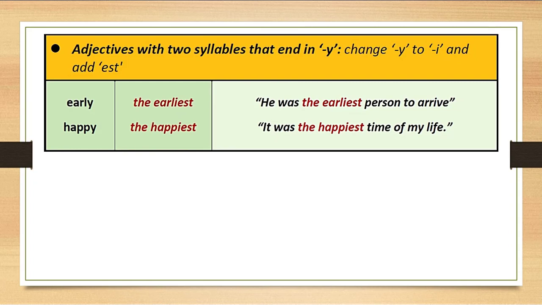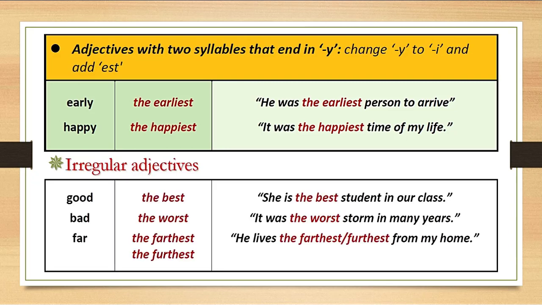And the last rule, adjectives with 2 syllables that end in y, change y to i and add est. Early, it becomes the earliest. Happy, the happiest. However, there are some irregular adjectives that you cannot apply these rules to. Those adjectives are good, it becomes the best. Bad, it becomes the worst, and far, it becomes the farthest or the furthest.